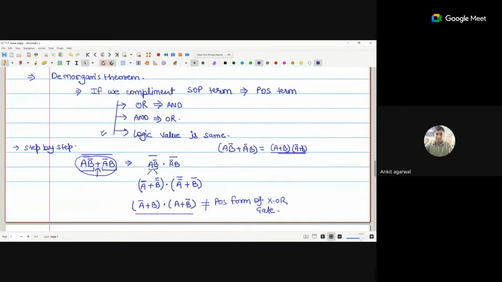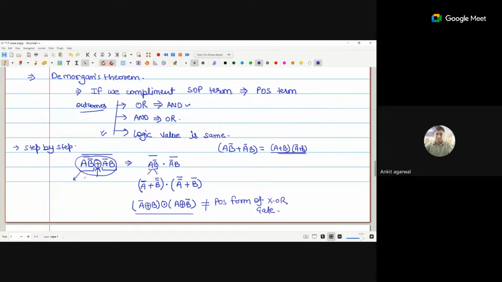Now we check De Morgan's theorem's outcomes. What are the outcomes? First, the OR gate will be converted into the AND gate. So this is the OR gate, and this will be converted into the AND gate. Second, the AND gate will be converted into the OR gate. So this is the AND gate, and it will be converted into the OR gate. But the logic value is the same. What is the meaning of logic value?